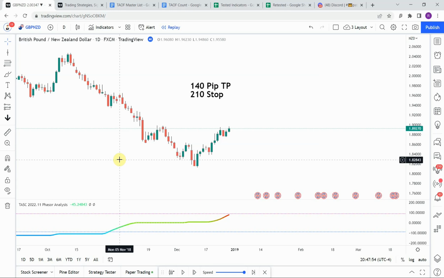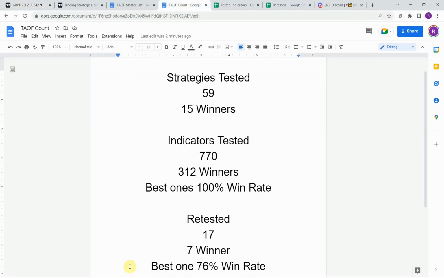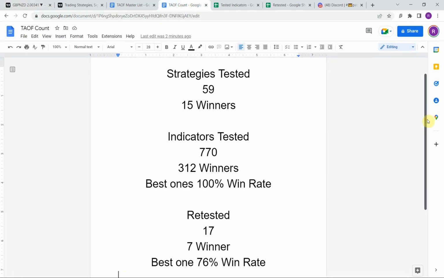Alright, as I said, today we will be testing the Phasor analysis indicator. Before we do though, I wanted to put the testing scoreboard up for everyone to see. So to date, we have tested a total of 59 different strategies, with 15 of them being profitable. We've also tested a total of 770 indicators, with 312 of them being winners. The best ones so far were able to achieve a 100% win rate. Now you need to go back and watch those videos to understand the context of how they were able to achieve that. So go back and watch those videos and see what you can get out of those winning indicators.